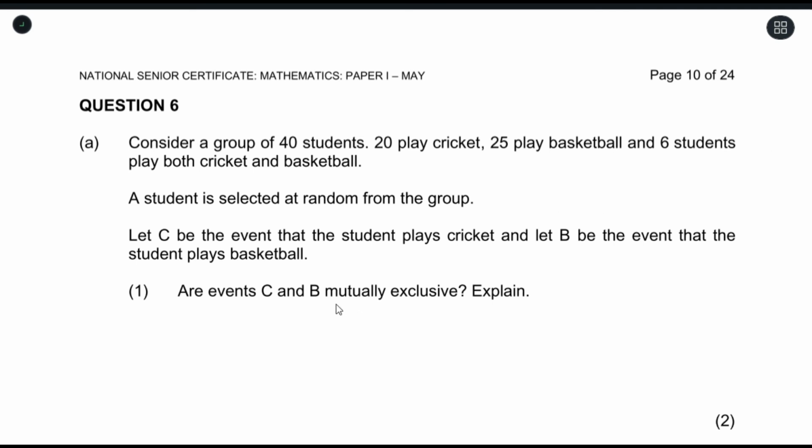For this, we're going to say no. The reason is that we have people that play both cricket and basketball. We have 6 students that play both of them, because the value of C and B is equal to 6. So for that reason, we know that it cannot be mutually exclusive. For two events to be mutually exclusive, there should be no intersection between those two events.